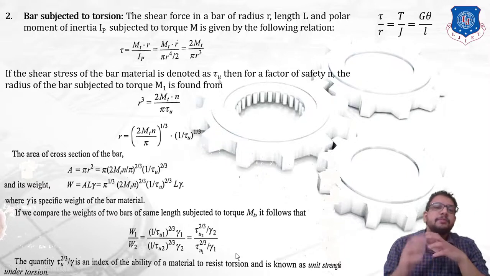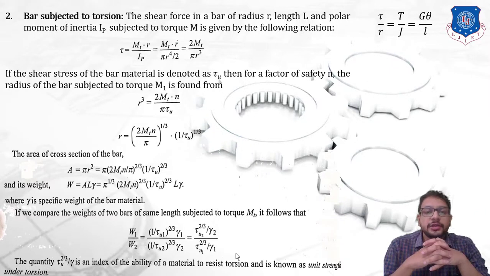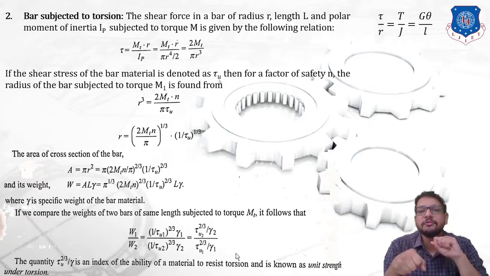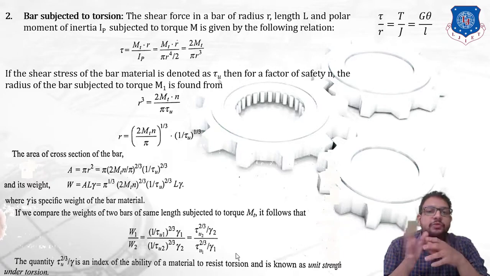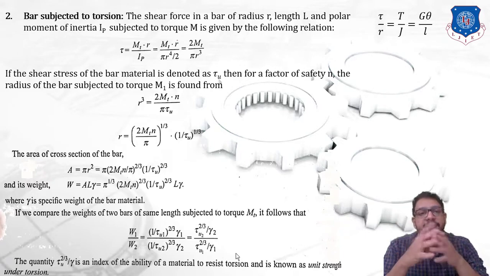The second case is a bar subjected to torsion. Now over here shear force is going to come into the picture. A twisting moment is given to our rod. Okay, that is our bar. So the shear stress in a bar of radius r, length L, and polar moment of inertia Ip subjected to torque M is given by this equation.